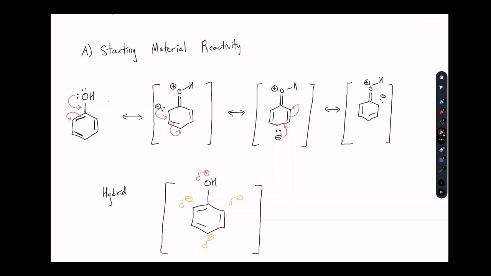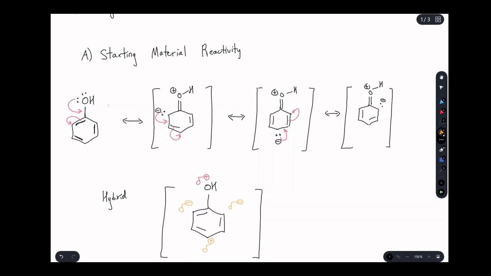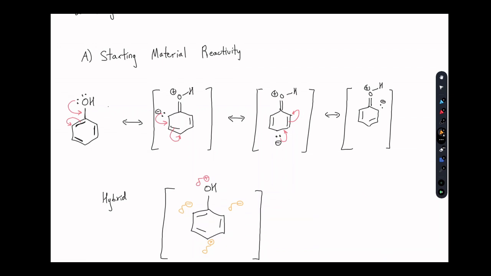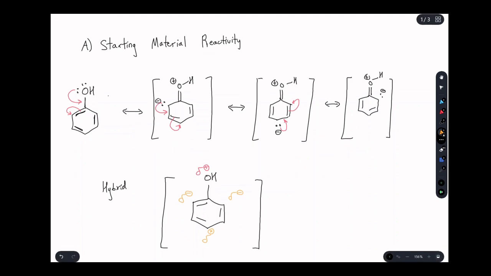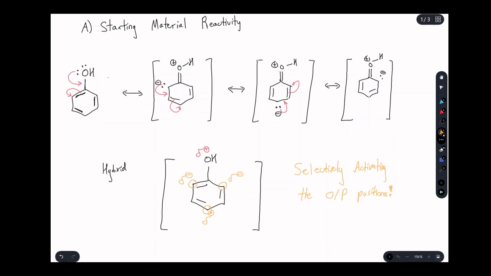The difference is these were delta positive charges. We were deactivating the ortho and para positions when we used an electron withdrawing group. Notice now that since benzene is a nucleophile, and nucleophiles are better when they have more electron density, we are now selectively activating the ortho and para positions, making them more reactive and more likely to participate in these EAS reactions. So that's how we can approach this, by looking at the starting material's reactivity.